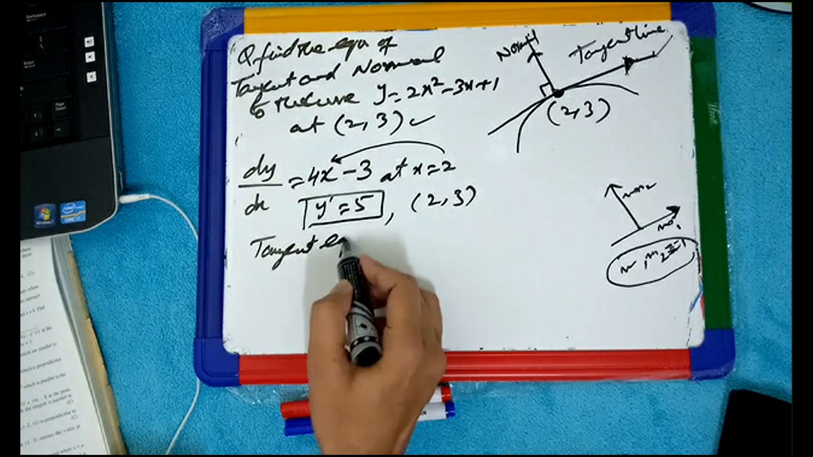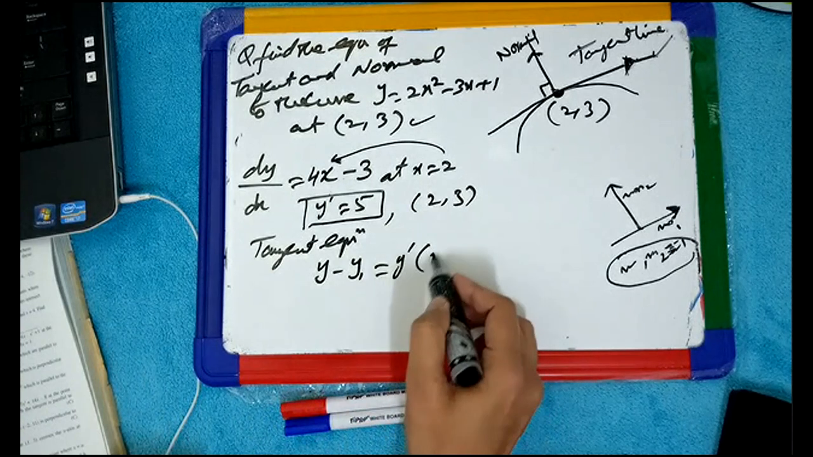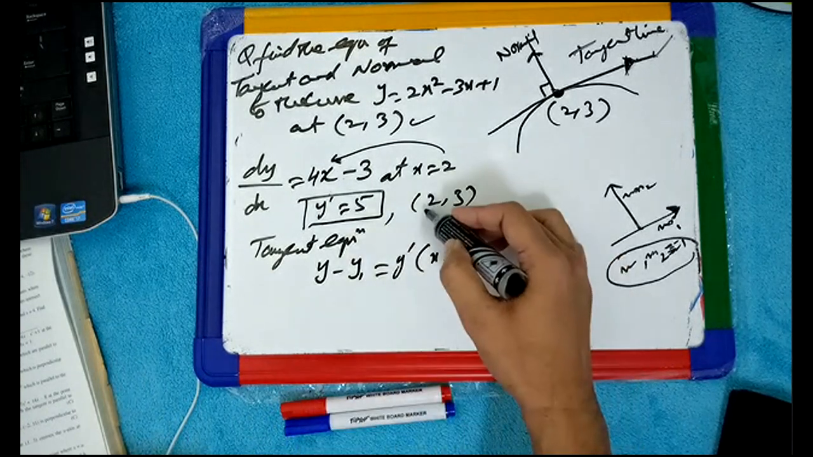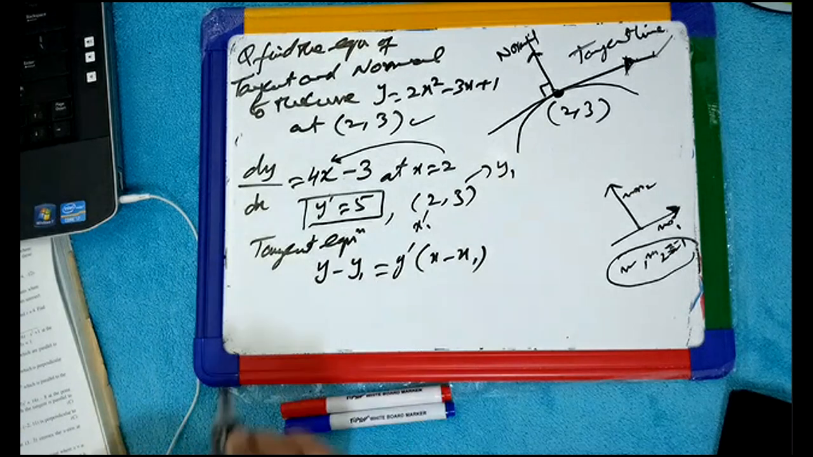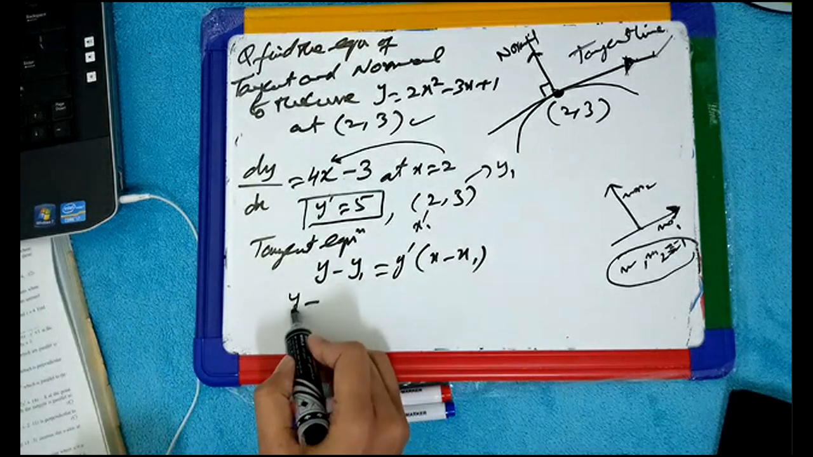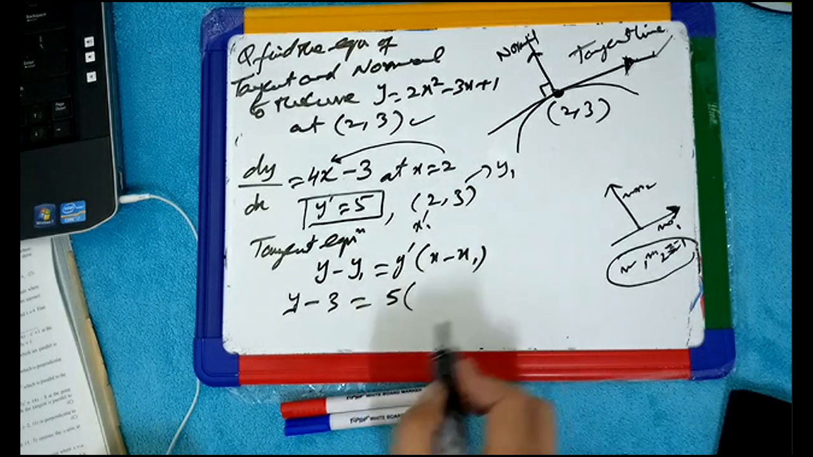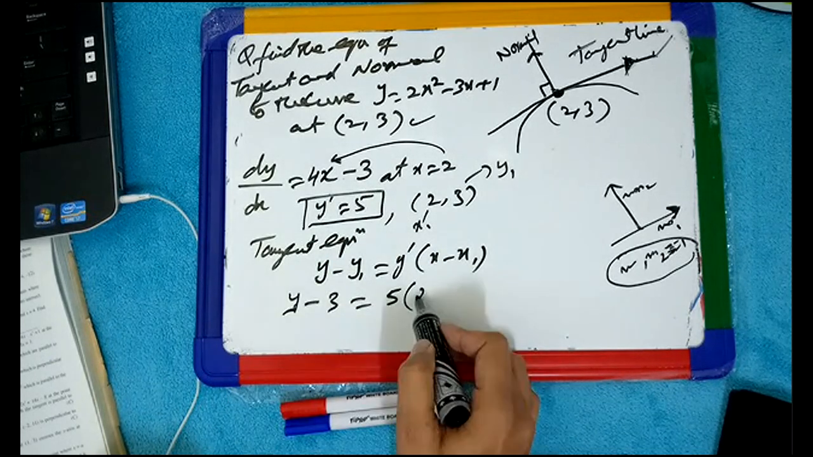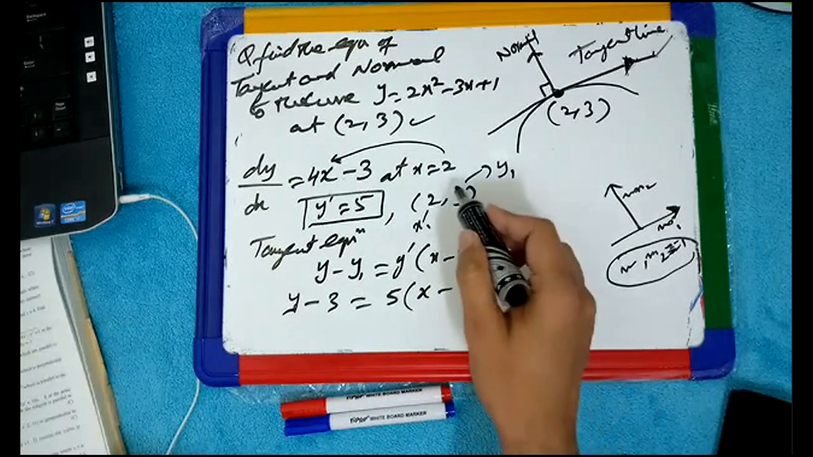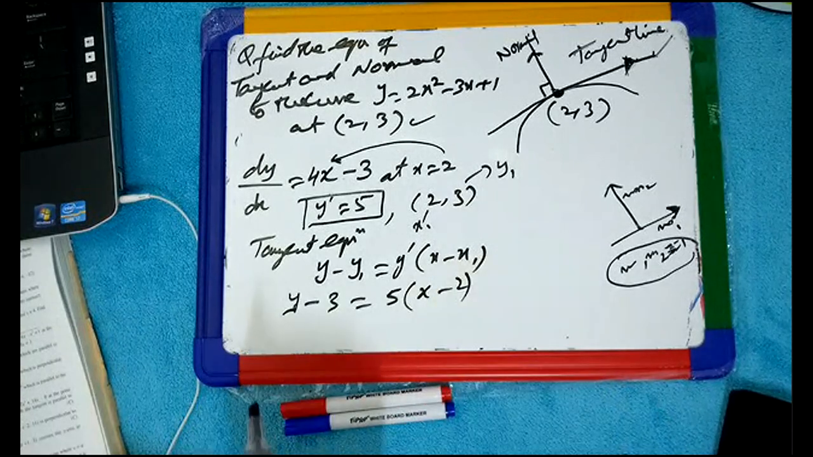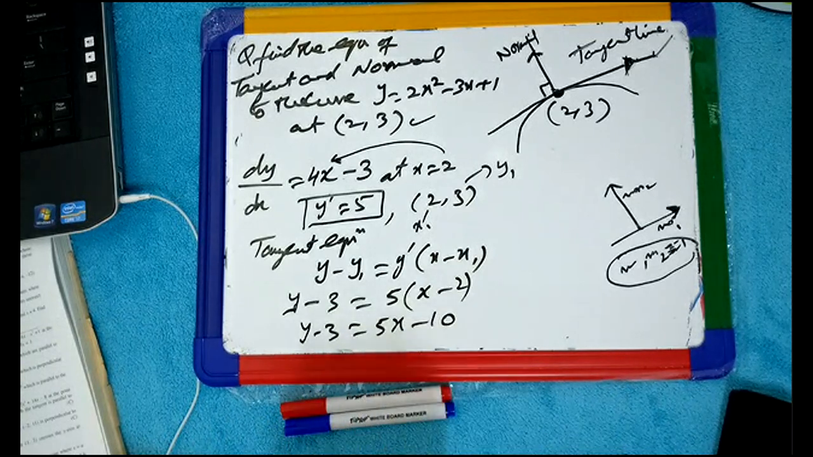The tangent equation is y minus y1 equal to y dash times x minus x1. This is x1 and this is y1. Now only substitute. And this is y dash. Substitute everything. y minus y1 is 3, equal to the derivative, which is 5, and x remains the same. In the equation, x and y always come. And x1 is 2. Now the last step is solving this: y minus 3 equal to 5x minus 10, right?